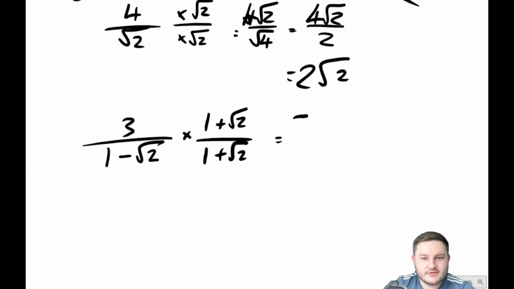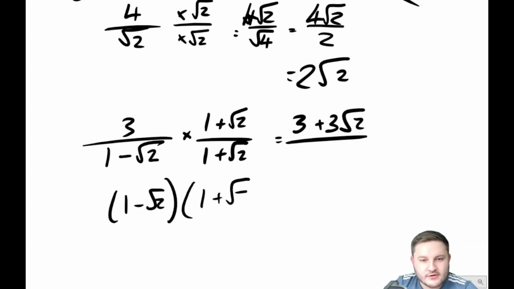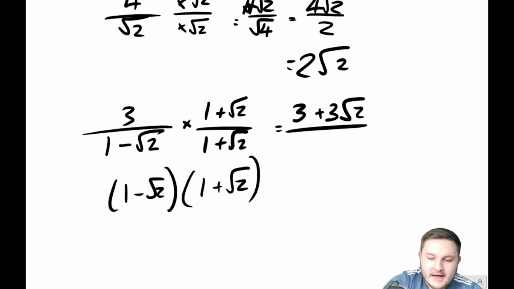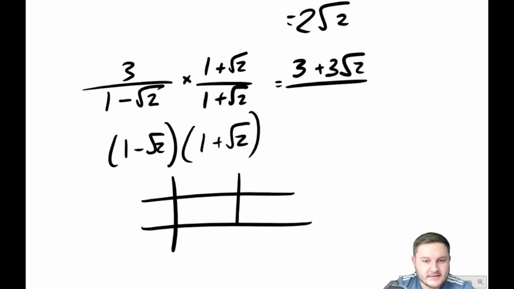So 3 times 1 is 3, 3 times root 2 is 3 root 2. Now, the denominator, you need to do 1 minus root 2 times 1 plus root 2. So I'm going to put them in double brackets, and you basically expand these as if you were expanding normal double brackets, right? I use a grid when I expand. So I put 1 minus root 2, 1 plus root 2.